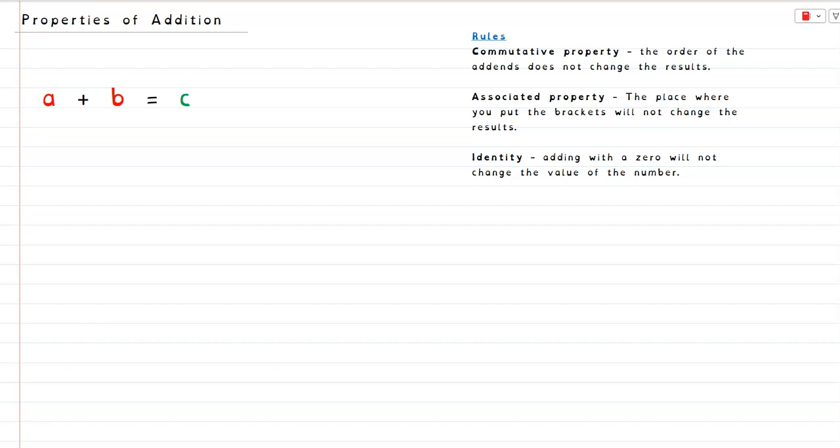We have three parts in addition. The first is the addends. Both of these are called the addends because they are adding together. The answer of an addition equation is called a sum. Okay, and then we have our symbols over here. This is our symbols.